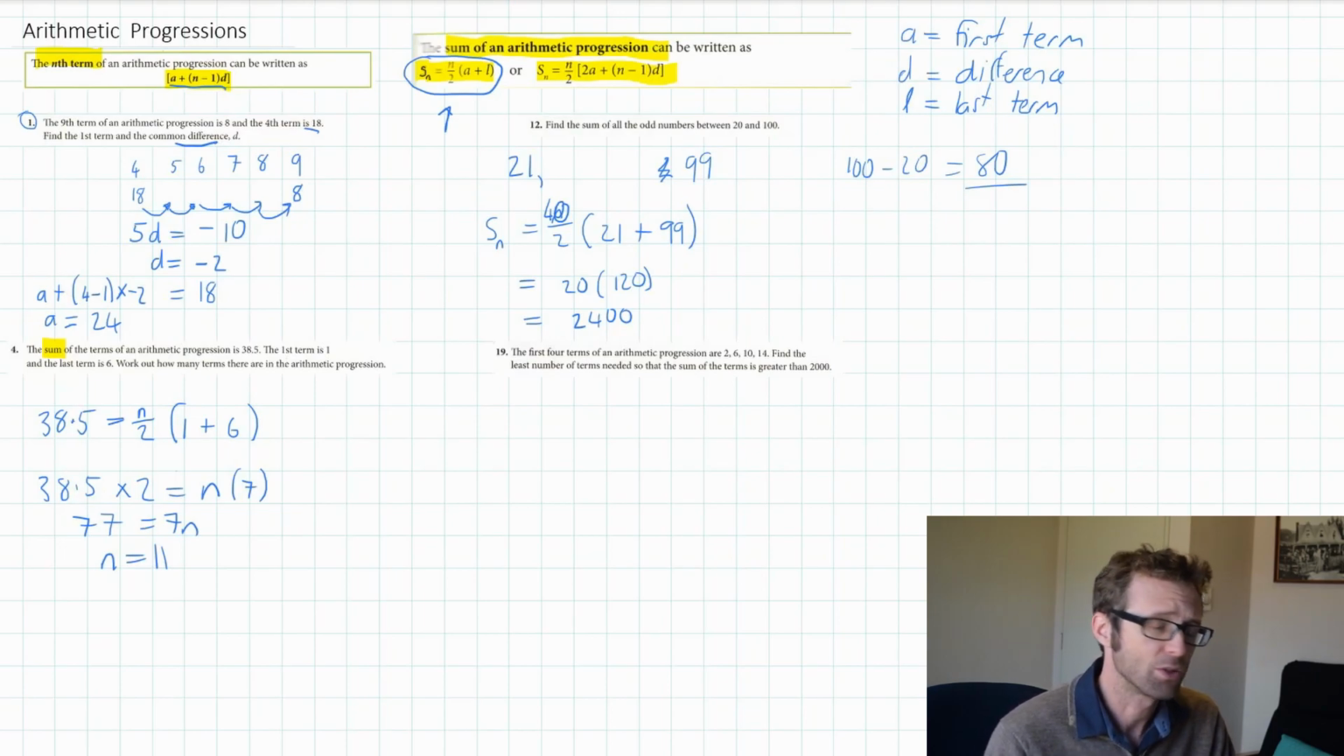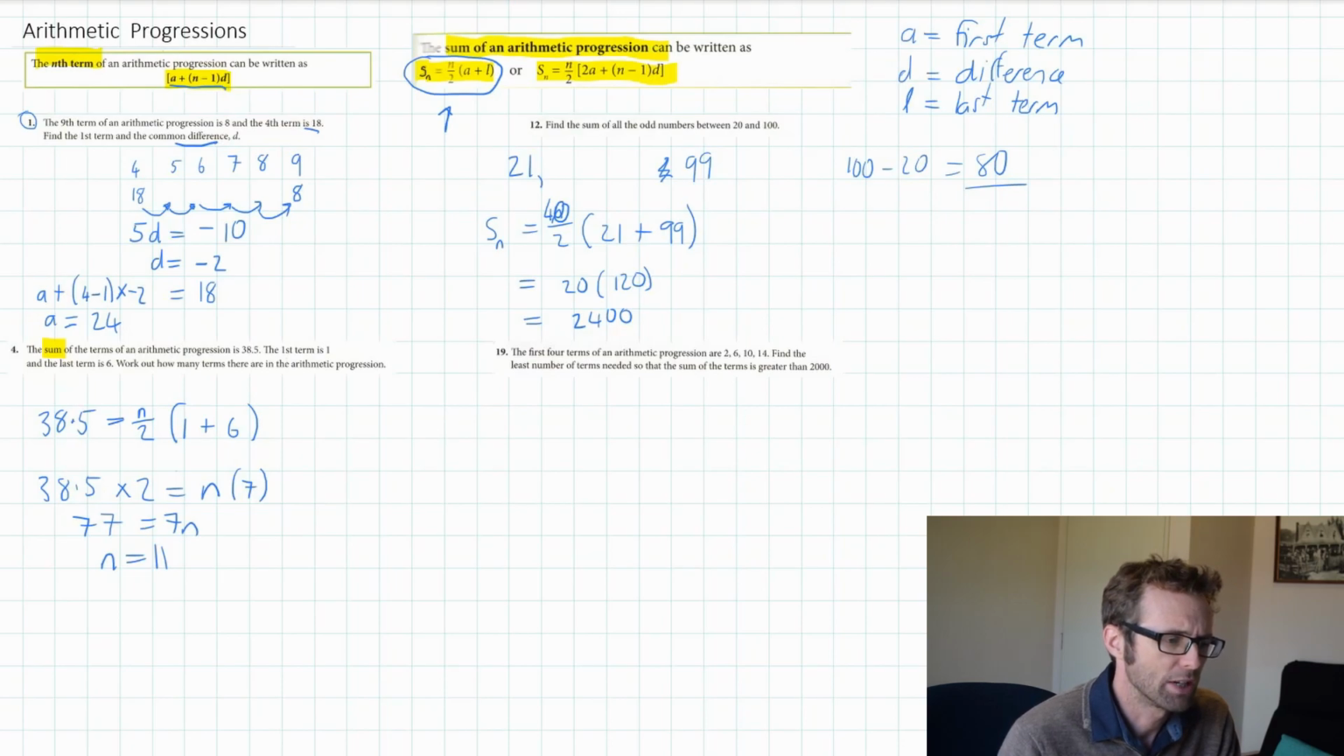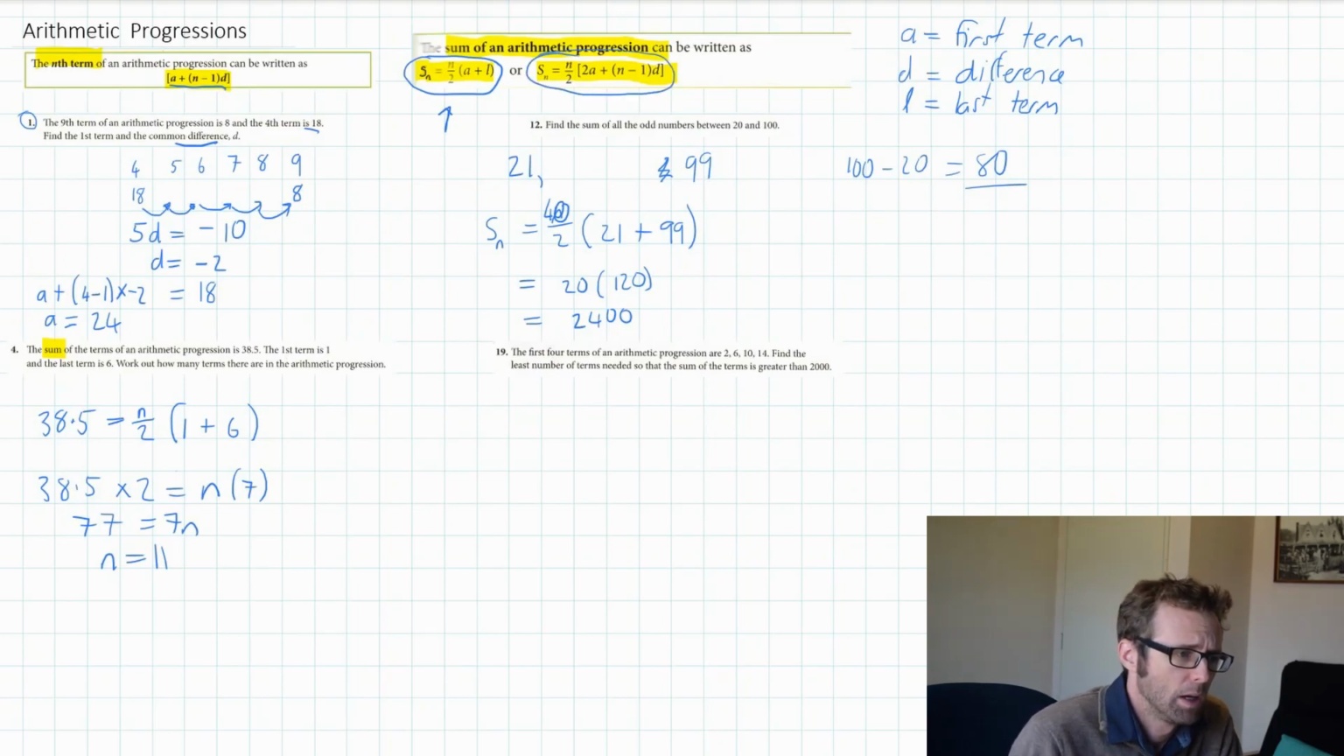Let's take a look at the last one here, number 19. The first four terms of an arithmetic progression are 2, 6, 10, 14. Find the least number of terms needed so that the sum of the terms is greater than 2,000. Right, in this case, I'm going to use this formula here. Okay? Alright, what do I know? I know A is equal to 2. I know the common difference, each time we're going up in fours, so D is 4.